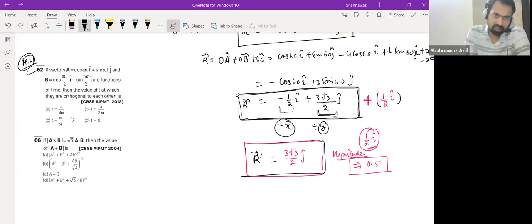Yeah, and orthogonal means perpendicular. So that is why I am giving this question. Orthogonal means, let me write it in there. So orthogonal means perpendicular.